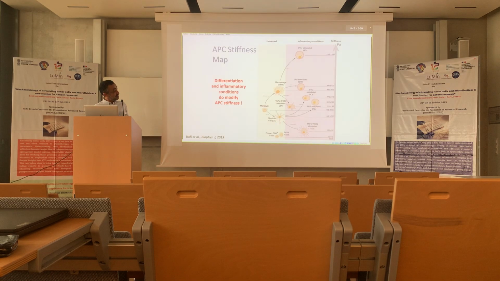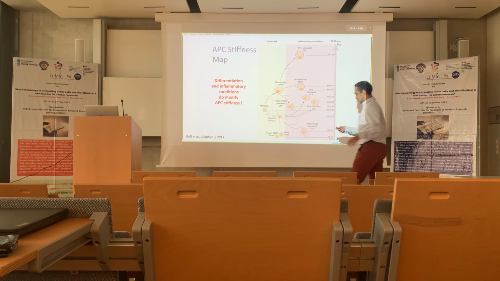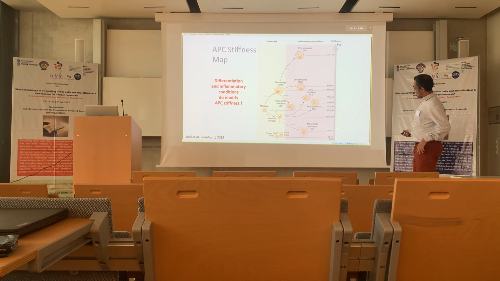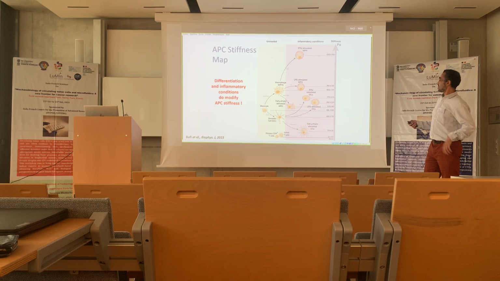So, I'm going to the results straightforward. Here is the kind of map that we found. You can see here the vertical scale is the apparent stiffness, or elastic modulus, of the single cells.